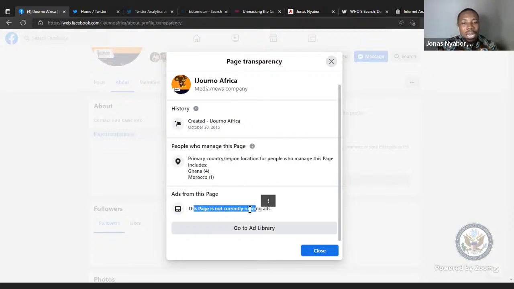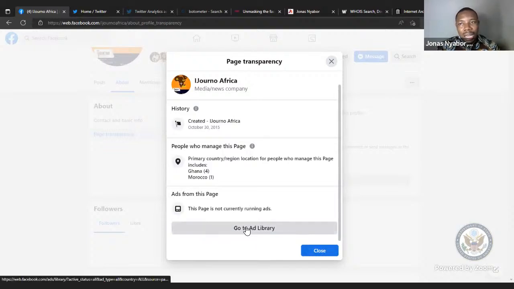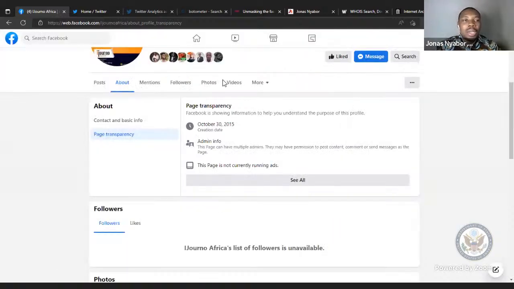This page is not running ads. This is also useful, because in cases where we realize that people are running active campaigns to promote the Facebook page, you're able to get this information here. If there was an active ad, you could go into it to see how much was spent to promote the Facebook page or a post on it. So I'm sure that covers the information for Facebook, including the primary locations of where pages are managed.